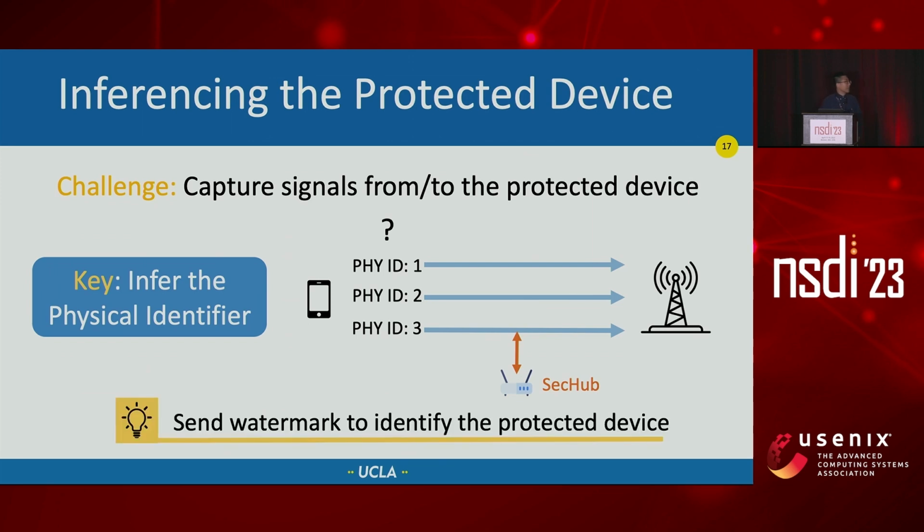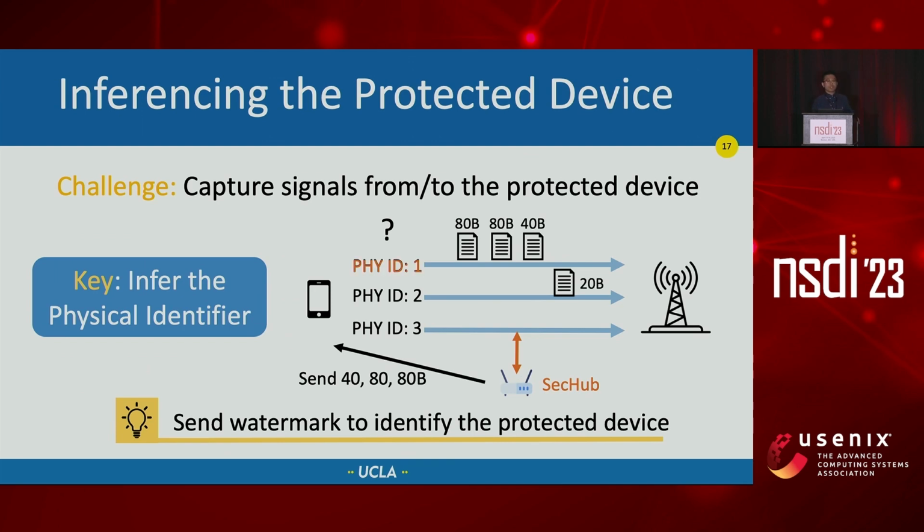We use a watermark technology where the security hub, or SecHub here, will communicate with the application, which does not need firmware access, on the phone device. And it will define a pattern. So this is a simplified version, like 40, 80, 80 bytes. And then it will initiate some data packets to the base station. By checking which physical layer ID actually has such a pattern, it will recognize which device is the device that I intend to protect.